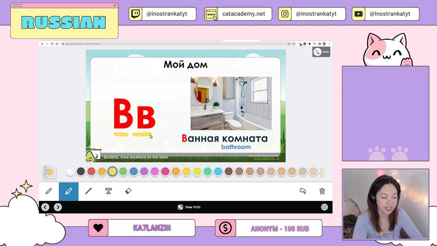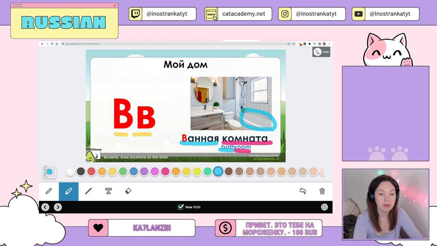Next, letter В, like the letter V. Ванная. It means a bathtub. Ванная комната. Комната is a room, exactly the same logic as in English. So ванная is bath, and комната is room. Ванная комната. The ванная комната could be connected with the туалет. Maybe not. It depends. But whether it's connected or not, it's still ванная комната. Even if you have only a douche, a shower, without a bathtub, it is still ванная комната. It's still a bathroom.